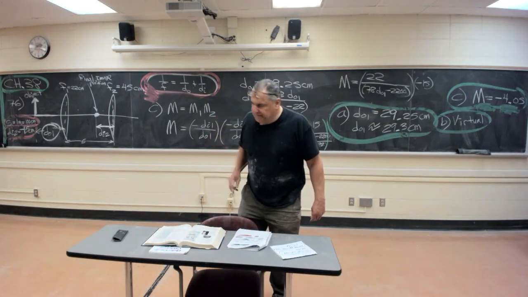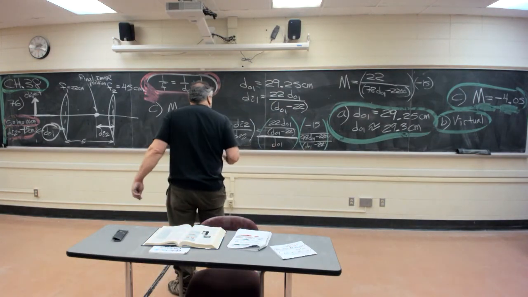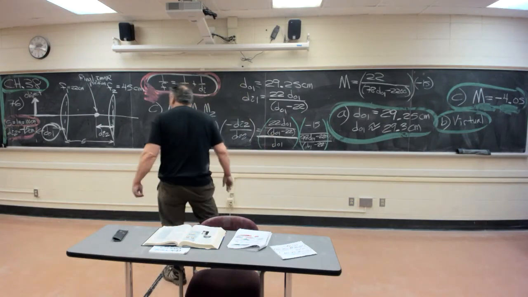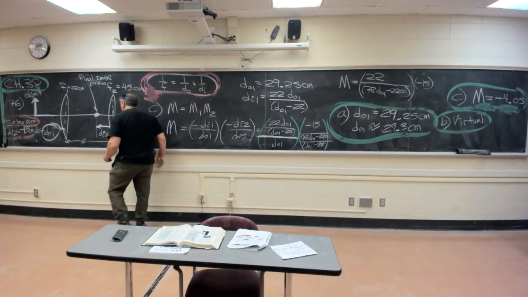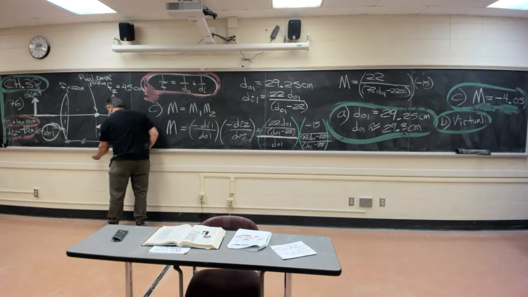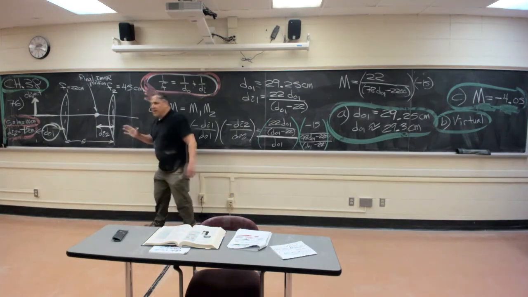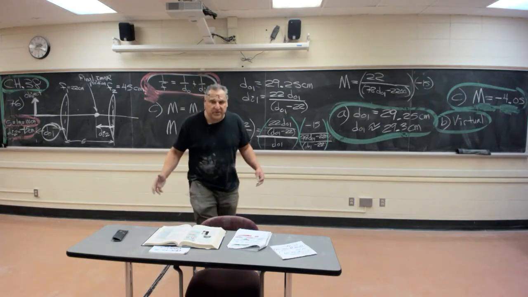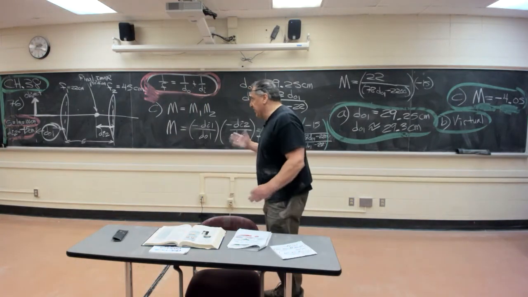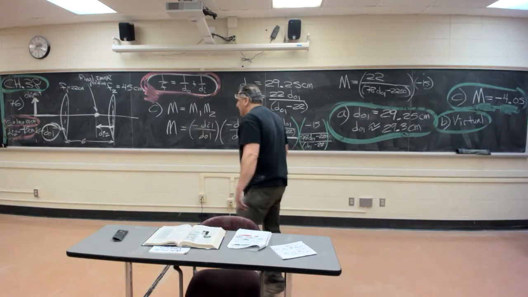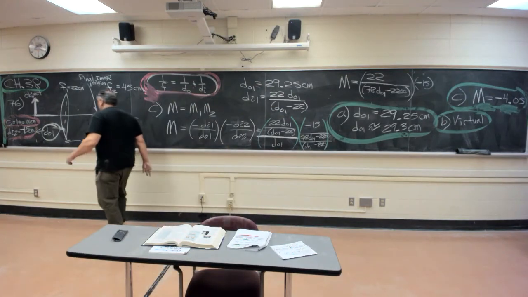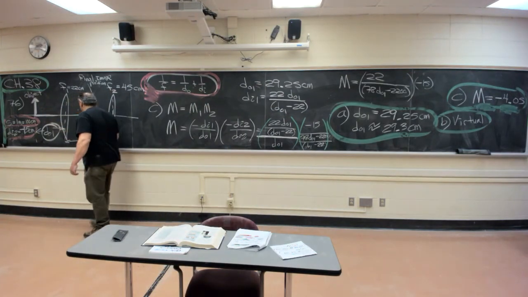Because it's negative, the final image is inverted. It's a little more than 4 times bigger than the other one. So if I drew it, it'd be off the board, and it would be downward, if I drew some kind of scale to this thing. Not that this whole thing is drawn to scale to begin with, but if it was drawn to some kind of scale, if this is going to be a particular height, what would be the height of the image?